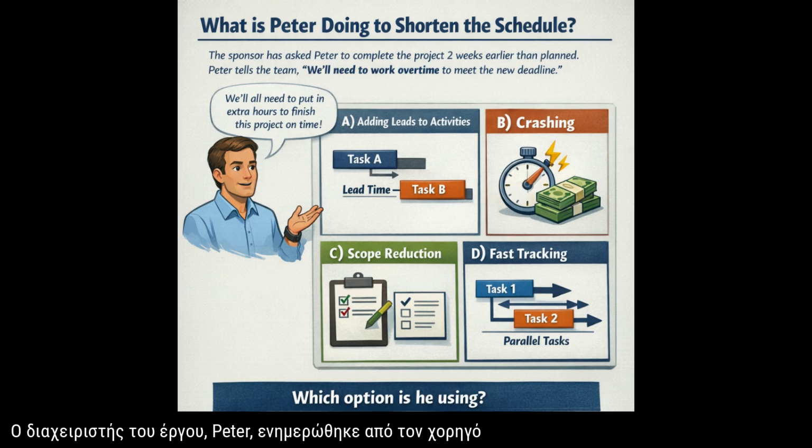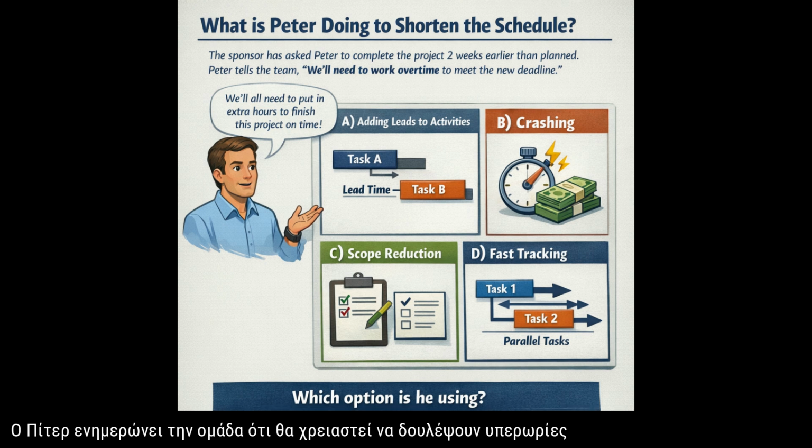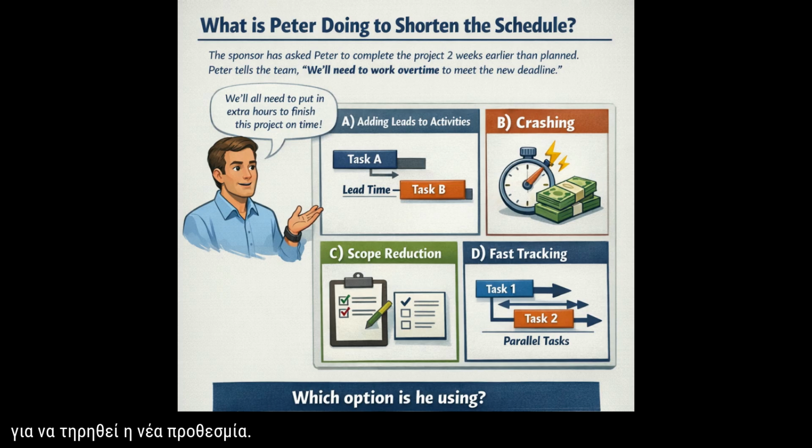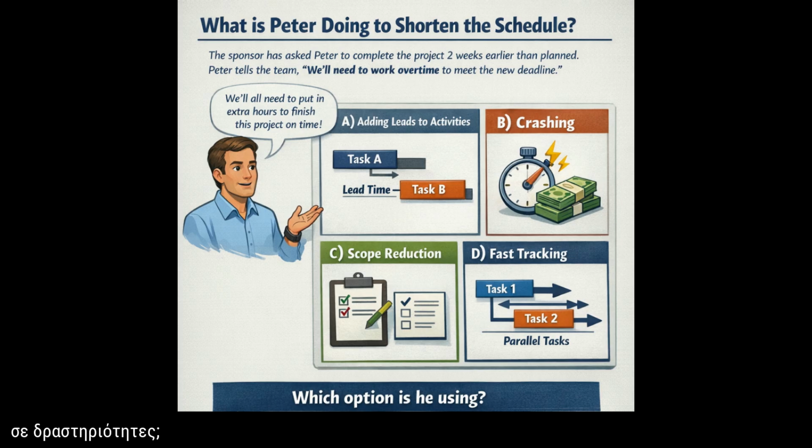The project manager, Peter, has been informed by the sponsor that the project must be completed 2 weeks earlier than planned. Peter informs the team that they will need to work overtime to meet the new deadline. What is Peter doing to shorten the schedule? A, adding resources to activities; B, crashing; C, scope reduction; D, fast tracking.